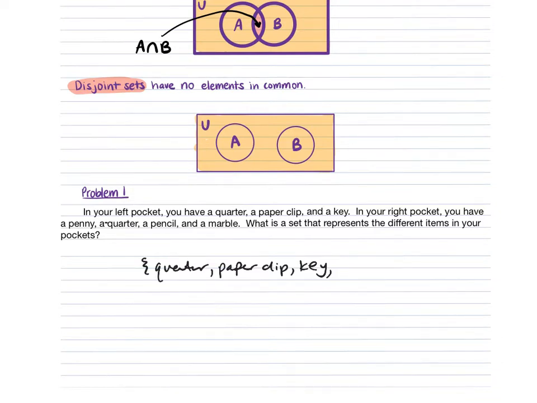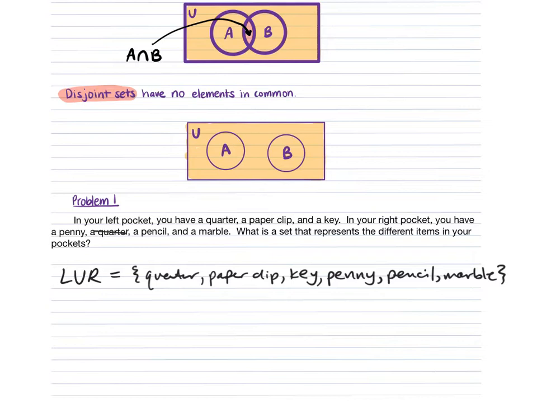So you don't have to rewrite the quarter, but you have penny, pencil, and marble in addition. So the set of all things that you have in your pockets is quarter, paperclip, key, penny, pencil, and marble. So that would be the union of the two pockets. And then the intersection would be the quarter. The only thing that's in both is the quarter. We can write that as L union R, that's our set, and then L intersect R would be just the quarter.